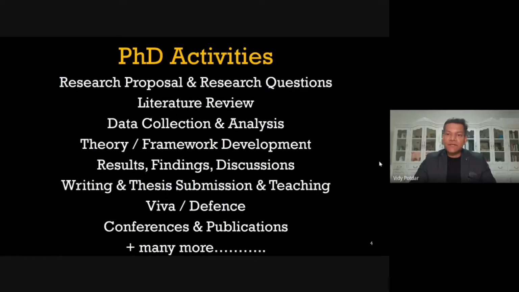Once you have done the literature review, your research question, and data collection, you build a theory or build a framework, a model, a solution, algorithm, protocol, whatever your core development, core contribution of your research is. Then you gather results, come up with some interesting findings, you discuss those findings, and finally you write your thesis and submit it for examination.